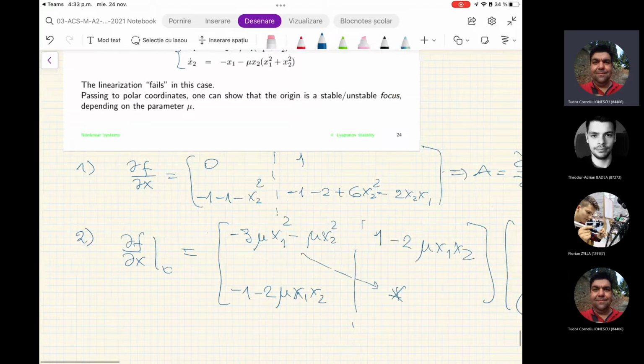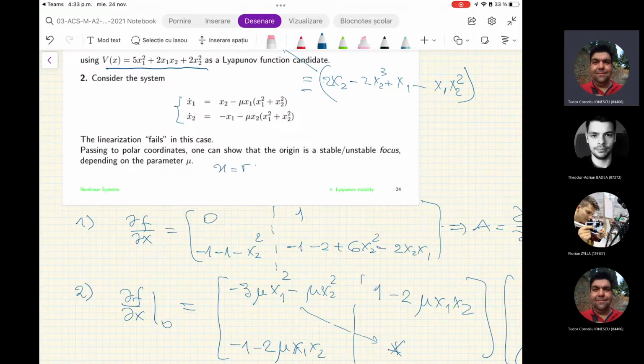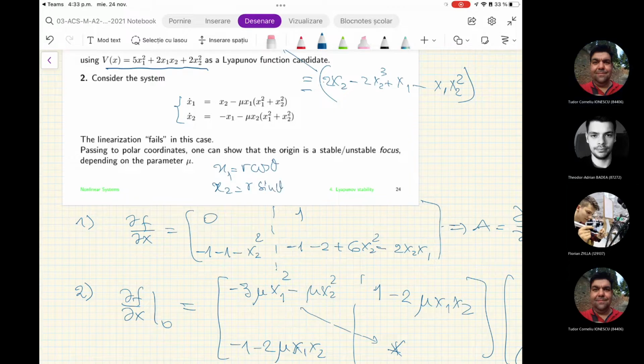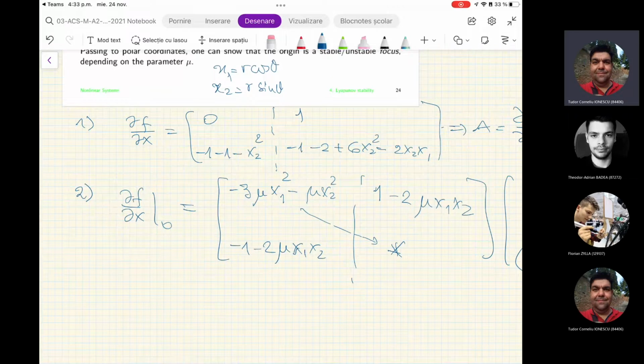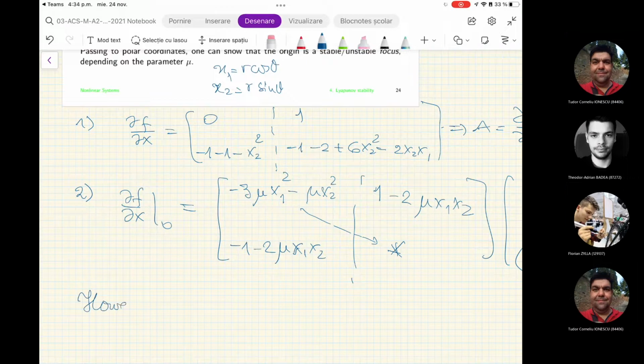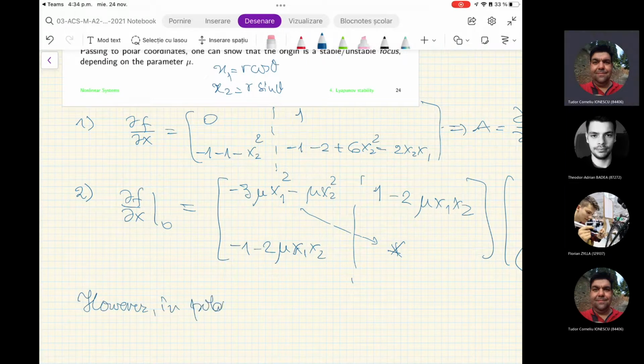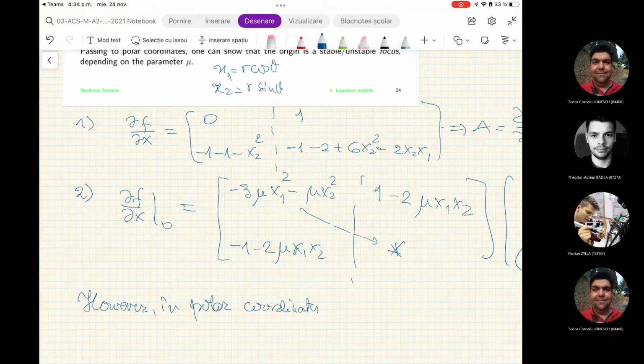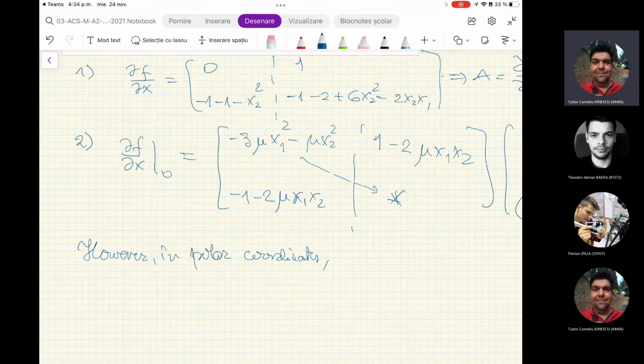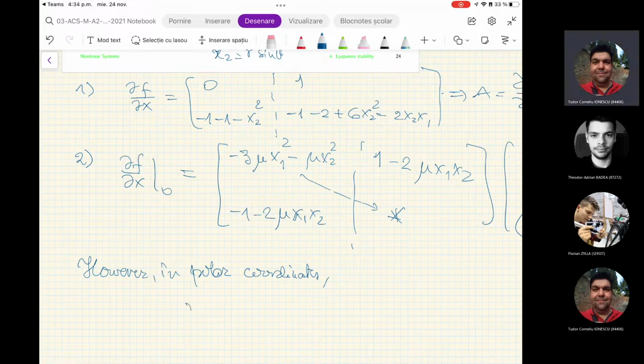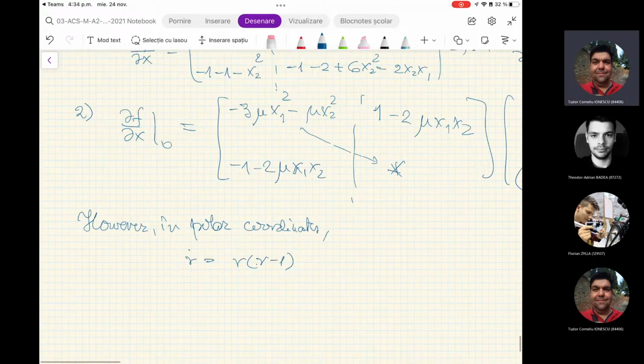However, what it says here is that if you go to polar coordinates, so x1 is r cos theta and x2 is r sine theta, in polar coordinates you get R dot, if I remember correctly, something like R times R minus 1, and theta dot is 1, something like this.